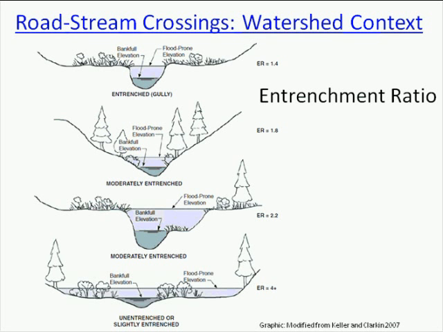At the site scale, the relationship between the active channel and floodplain is an important determinant in the suitability of the cross-section for a low-water crossing, and it also influences the type of structure installed. One useful descriptor of this channel-floodplain relationship is the entrenchment ratio, which is defined as the flood-prone width divided by the bank-full width.